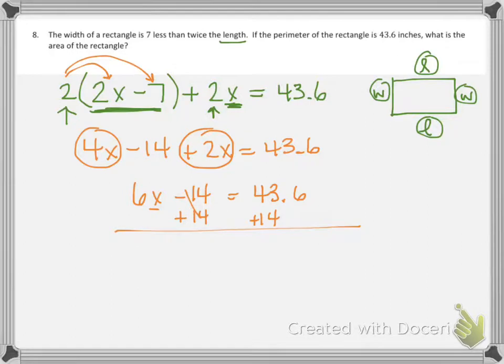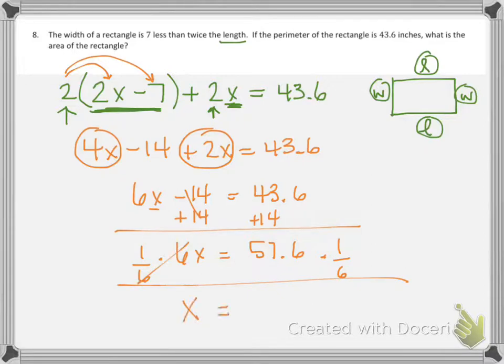All right, we get 6x is equal to 57.6, and then multiply by the reciprocal. And when we do that, our 6's cancel. We get x equals 57.6 divided by 6. I'm going to use my calculator here. Let's see, 57.6 divided by 6 equals 9.6. So x equals 9.6. Remember, x is the length.